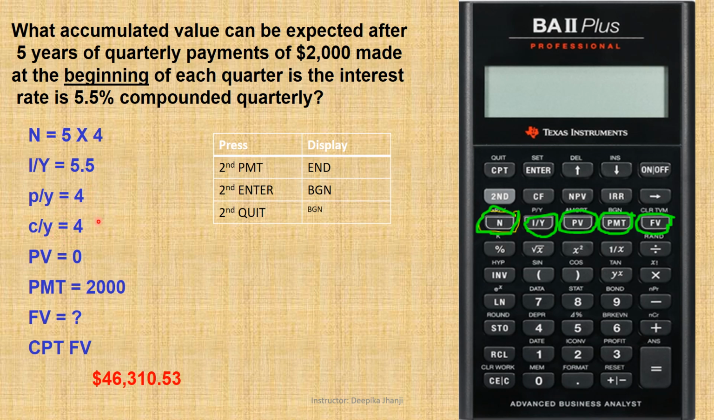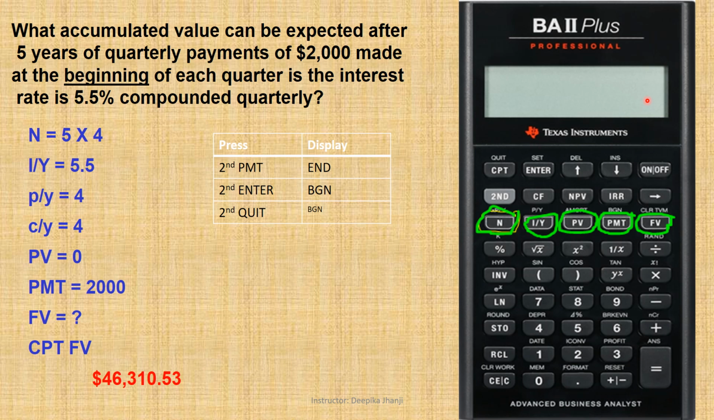To set this in your calculator, your steps will be 5 times 4 equals, your screen will display 20. That 20 is our value of n. So you will press n. Your screen will display n is equal to 20. Now next step, enter IY 5.5, and then press IY. Your screen will display IY is equal to 5.5.